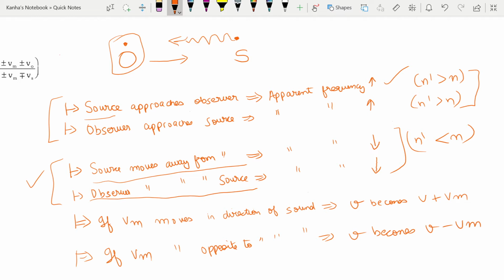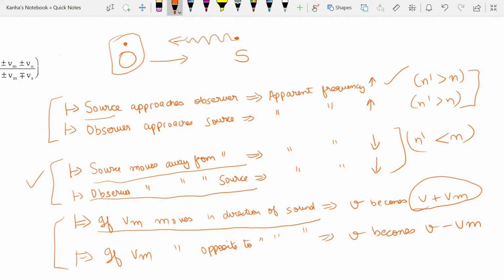Another case is the effect of the medium. So what will the medium do? If the medium itself has a velocity, for example a wind is blowing, that will affect the velocity of sound that we have taken as v. In the question you will be given the velocity of sound, and if a wind is blowing or the medium already has a velocity of its own, then if the medium has a velocity vm and it is in the direction of the sound, your velocity becomes v plus vm.